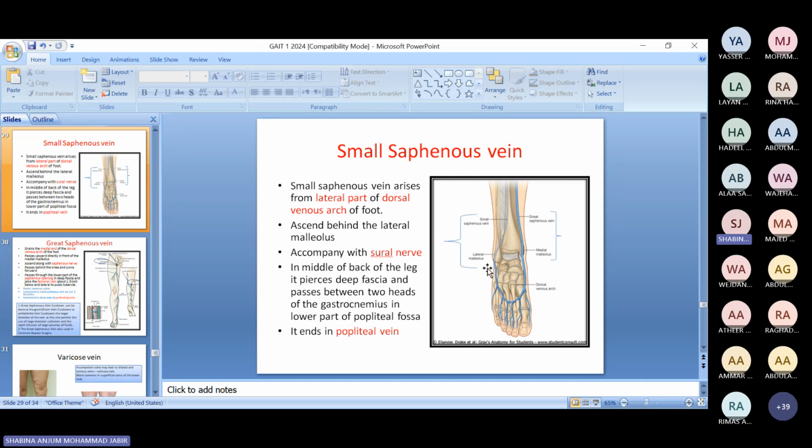Okay, so it is behind the lateral malleolus. And it is always accompanied by a nerve which is called the sural nerve. Okay, so the small saphenous vein is accompanied by which nerve? Sural nerve. Then what will happen to this nerve when it will go up? So at the middle of the back, you will find that it is going to pierce the deep fascia.